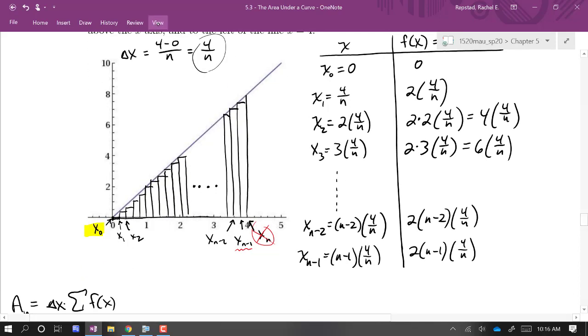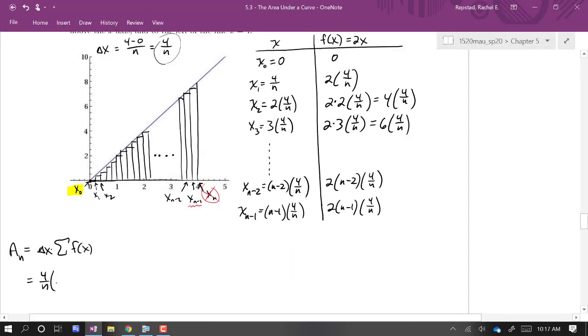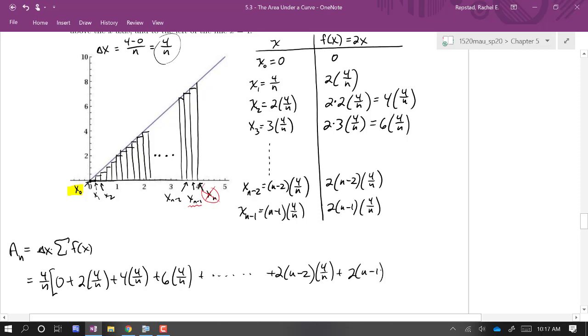So let me zoom out so I can see the whole thing. Now I'm just going to add them all together in here. So the right column: 0 plus 2 times 4 over n, plus 4 times 4 over n, plus 6 times 4 over n, and then we have tons of these, right? Lots of these. And then our last two look like 2 times n minus 2 times 4 over n, and then 2 times n minus 1 times 4 over n.